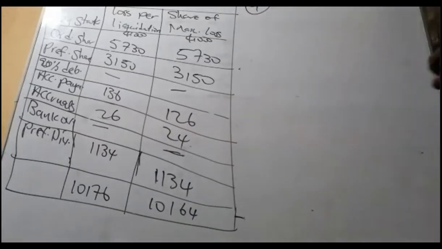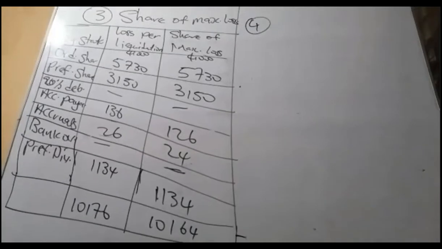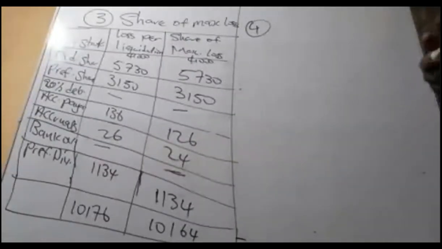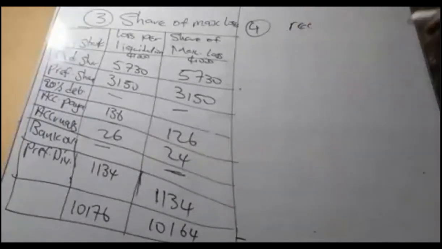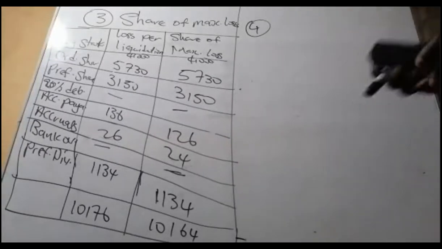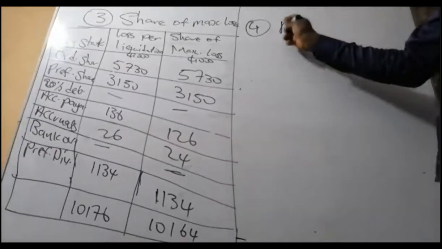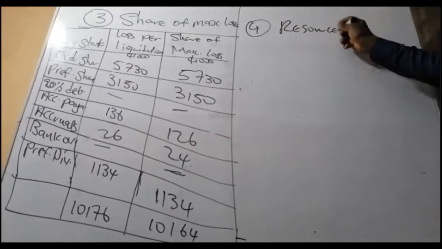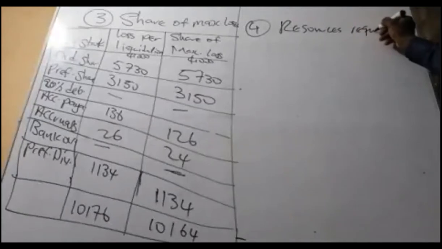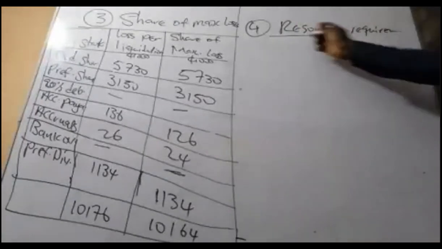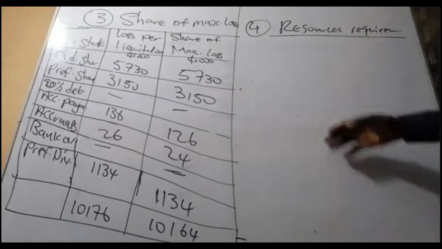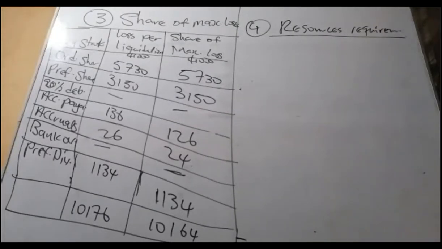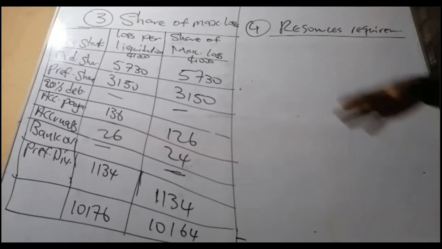Step 4, resources requirements. Then we are done. Now with the resource requirements, here we have to get some money and make some payments. That is all. Have to get some money and make some payments.